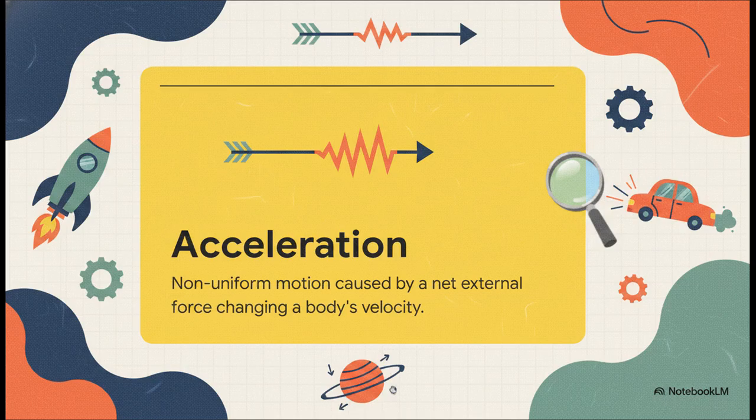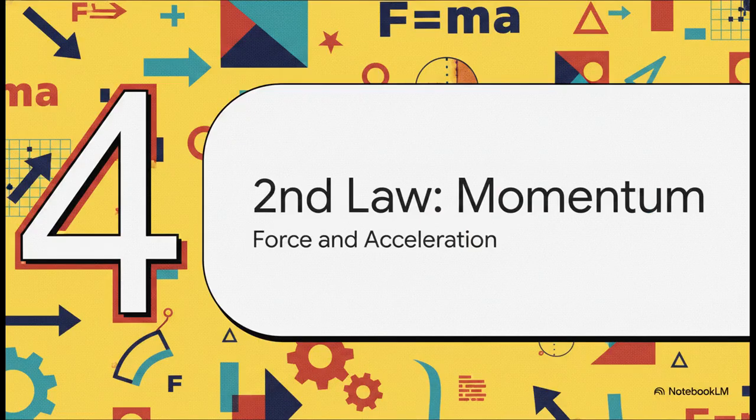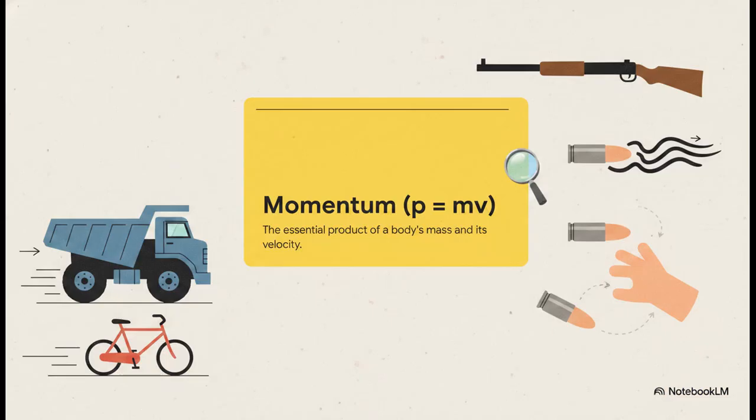Acceleration only happens when a net external force actually kicks in, speeding you up, slowing you down, or changing your direction. Which brings us perfectly to section 4, second law, force and momentum. Before we can even touch the math of force, we have to talk about momentum. It's a vital vector quantity that scales with both how heavy an object is and how fast it moves.